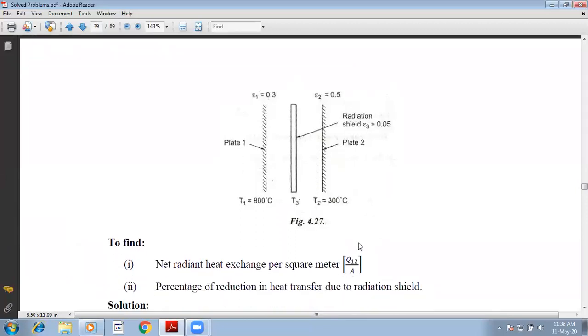This is the schematic diagram. We have surface 1 here, surface 2 here. So this indicates an insulation. The heat is transferring from the inner side of this as well as from the inner side of this surface. And in this case, you don't know the temperature of the radiating shield. When you are asked to calculate percentage reduction, you also need to know the temperature of the radiating shield.